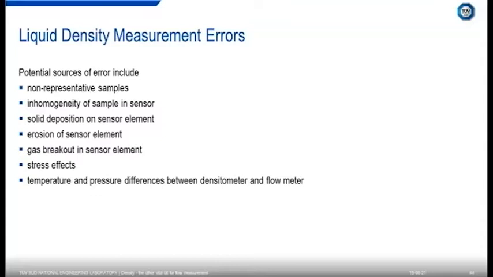Obviously, if you get gas breakout in a liquid system, it's going to give you errors. And stress effects: these are oscillatory devices, but they are mounted into pipework and obviously may be subject to stress at installation or subsequently in use. And one other thing to be aware of, of course, is that if you have temperature and pressure differences between the densitometer and the flow meter, you need to account for them, particularly if they're more than a few degrees or more than a few bar.